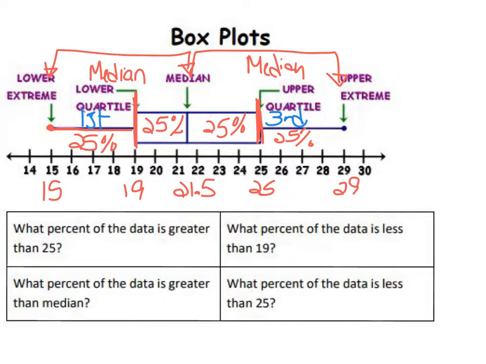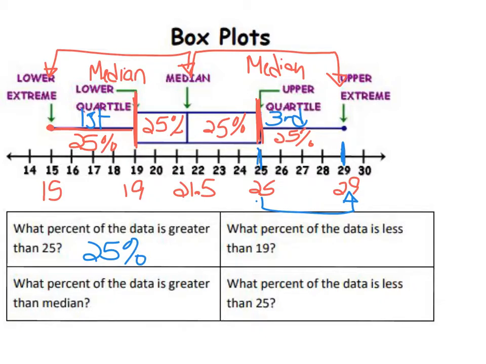So what percent of the data is greater than 25? If you look, where's 25? Yeah, in the upper quartile, right? So what percent is greater than that? Remember I told you, between the upper quartile and upper extreme, that's 25%, isn't it? So then that means it's 25%.